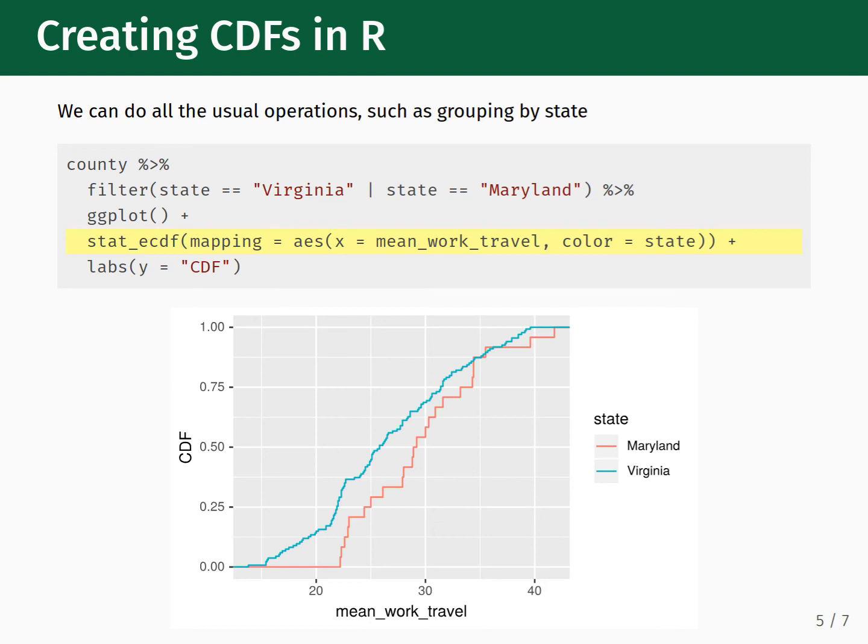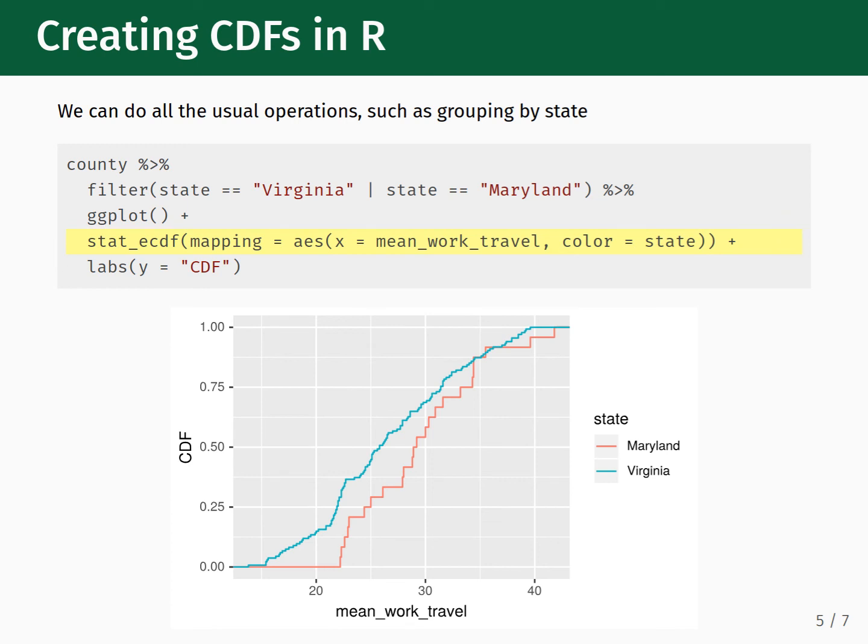By comparing the lines, as shown in the figure at the bottom of this slide, we see that most of Virginia's reported travel times are shifted towards shorter commute times compared with Maryland. We also see that the distributions are clearly distinguishable from one another. If they weren't distinguishable, then there would be a lot of overlap between the two lines.